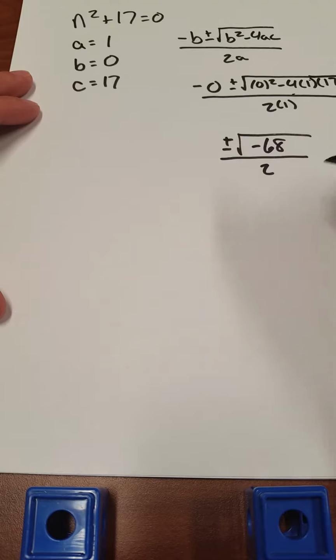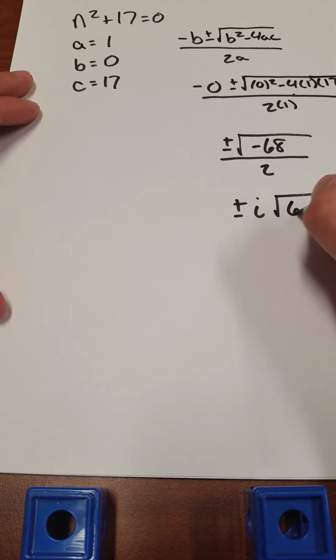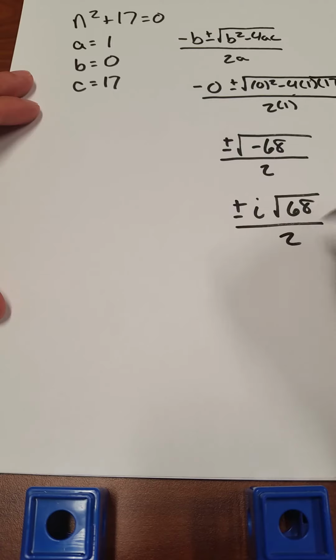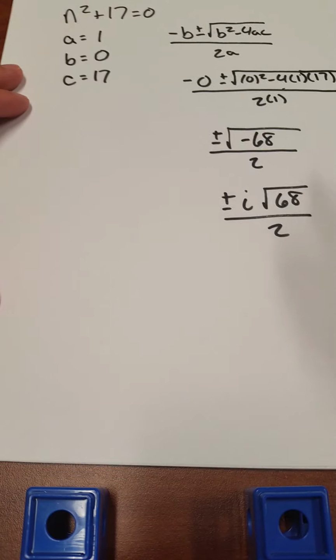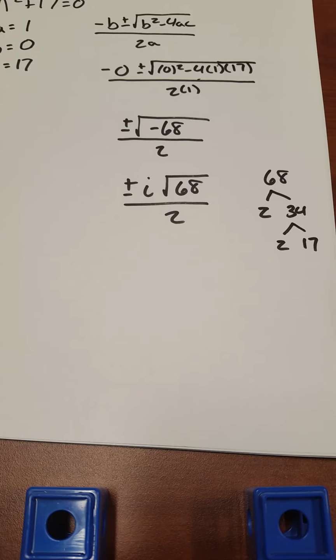There's a negative underneath, so that means we need to bring out our i. Plus or minus i square root 68 over 2. Now we need to try to simplify the square root of 68. So we take 68, we break it down, it's even. So that's 2 and 34. Breaks down a little bit further. That is 2 and 17. And then 17 is a prime number, so we can't go any further than that.